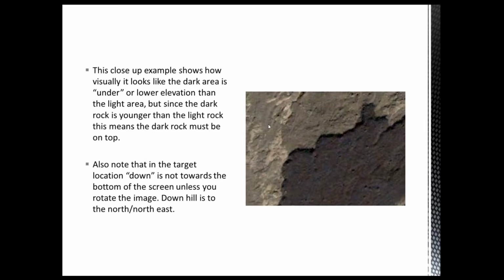This is another example of downhill is not always down on your screen. In this case, downhill is towards the top right. In your area of interest for this lab, downhill is to the north-northeast. If you pan out to a much higher eye elevation, you can see the center of the volcano and see which way is downhill in all directions around that center, and then you can easily see that down is to the north-northeast in your area. But when you're zoomed in close, it's not always easy to tell.